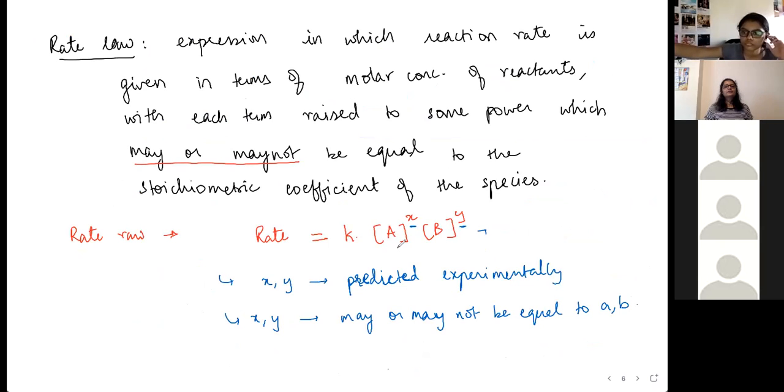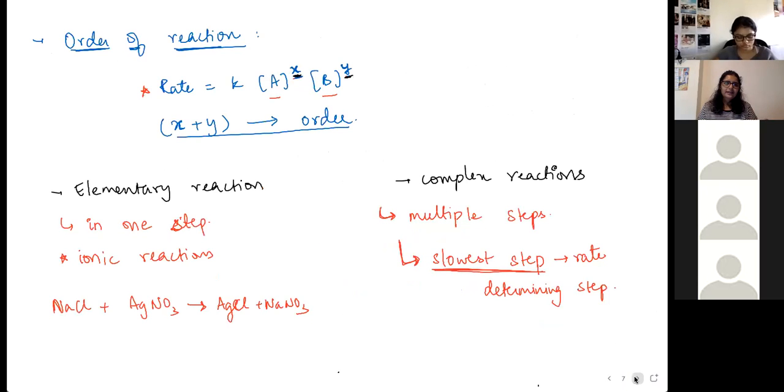You have cases where x and y are fractional values also. They are not always whole numbers. You won't always get purely 0, 1, 2, 3 like that. There are cases where it is first reactant to the power 1 by 2, second reactant to the power 3 by 2. It can be like that also. So that is why this is an important point that I've stressed upon. X and Y are experimentally determined. They may or may not be equal to the stoichiometric coefficient. You cannot get the rate law just by looking at the equation. It is experimentally determined and it is unique to that particular reaction.